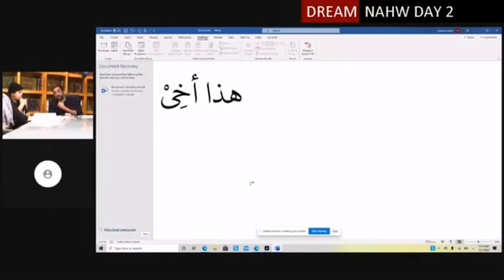What does هذا mean? Remember pointers? هذا, هذاني, هؤلاء? They're pointers, so this. هذا means this. Is there al after it? No. When there's no al after a pointer, you put is. هذا أخي means what? This is my brother. Yusuf said, this is my brother. He helped Binyamin. This is my brother.